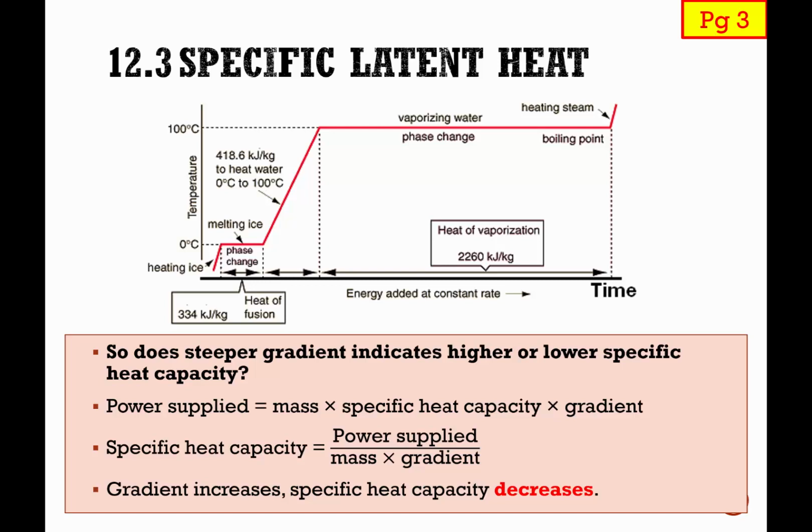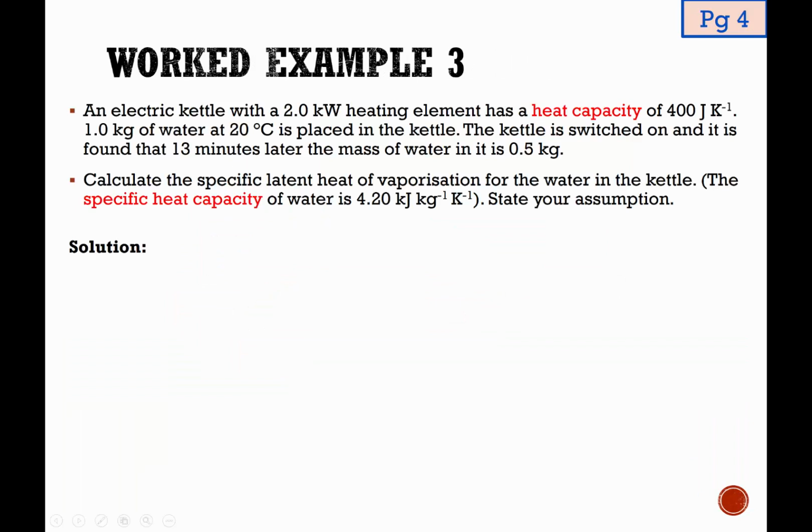So specific heat capacity must be low so that, given the same power source, the same amount of energy can actually cause a higher temperature change in a given time. And that is why the steeper the gradient, the faster the temperature is changing, the lower the specific heat capacity. So now we'll do some worked examples to help us consolidate the learning.